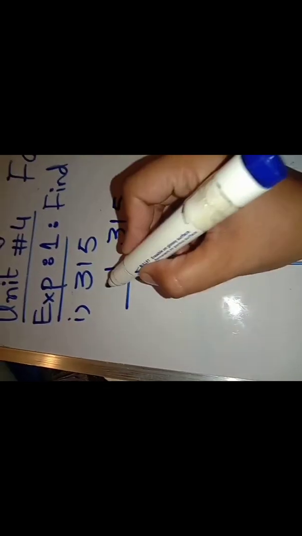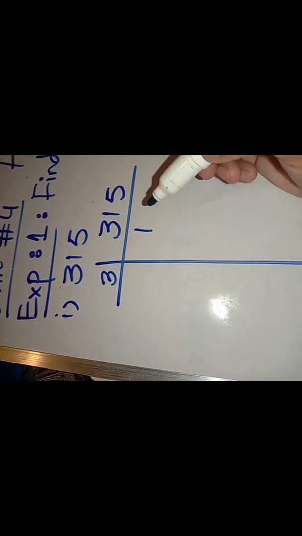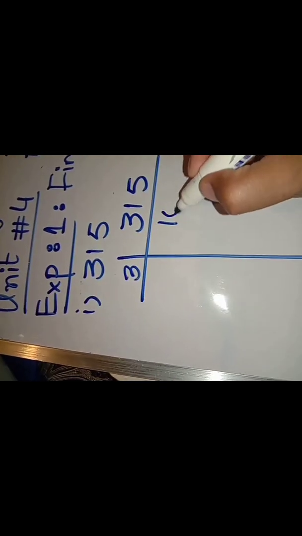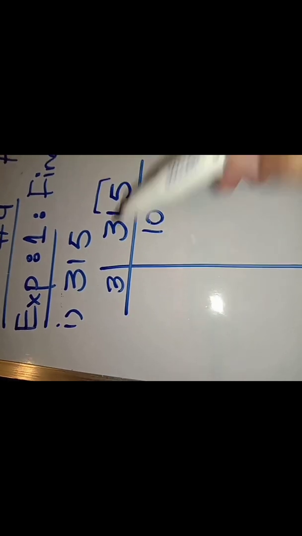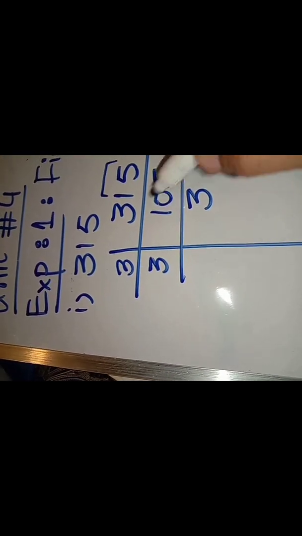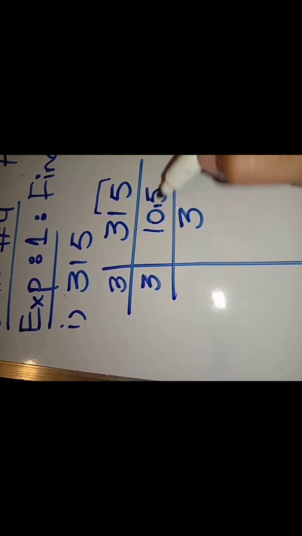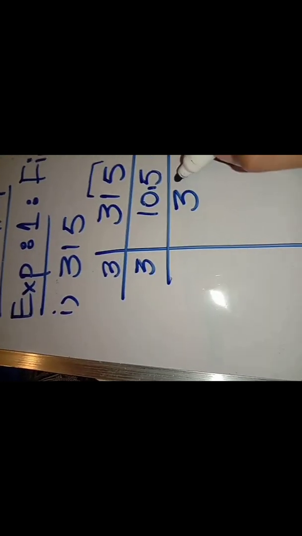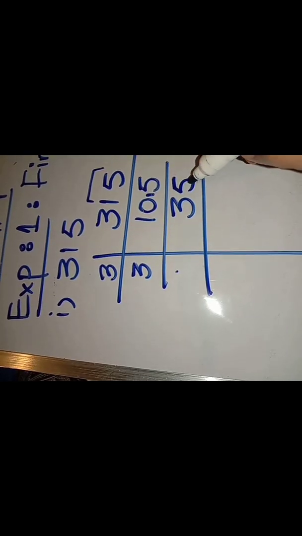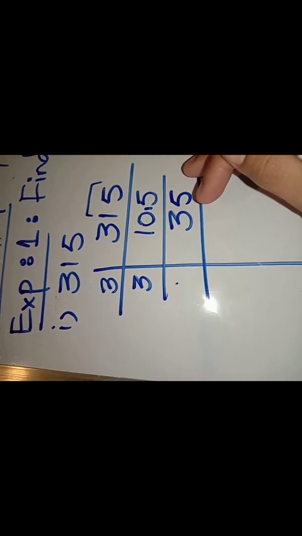So 3 ones are 3. Whenever we have a number smaller than the number by which we are dividing, we will write 0 over there. So 1 comes with 5, making 15. 3 fives are 15. Now 3 threes are 9. The remainder is 1. 1 comes with 5, so it will become 15. 3 fives are 15. Next, is 35 divisible by 3 or not?